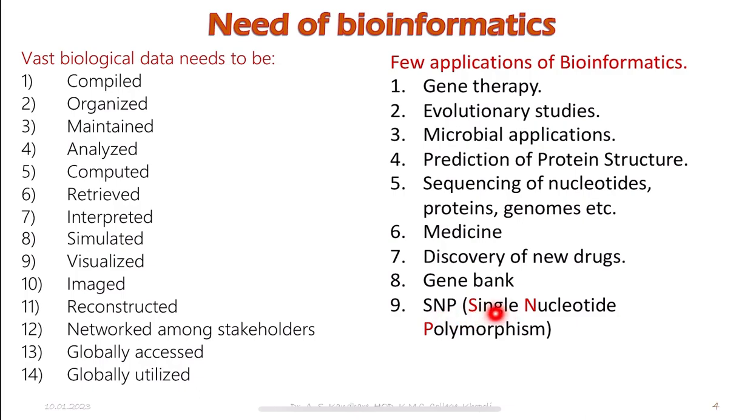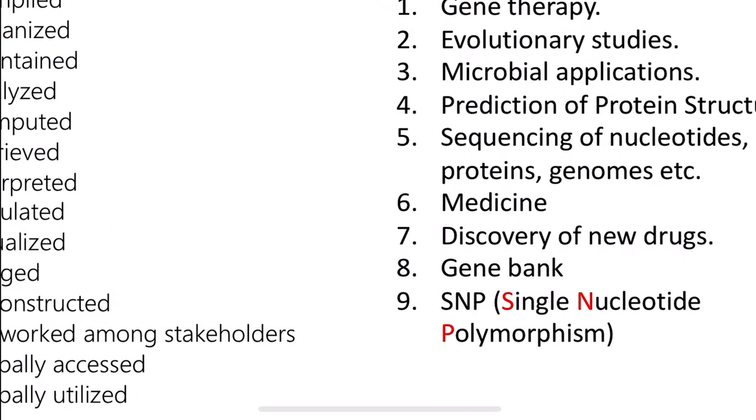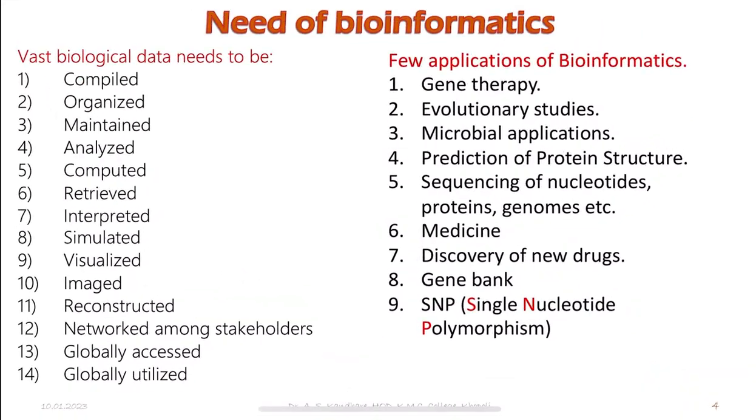SNPs, that is single nucleotide polymorphism. So this is also a very important study related to mutation, isn't it? So nucleotides can be altered, isn't it? Single nucleotides can be altered, and corrective measures can be applied with the help of bioinformatics for single nucleotide where mutation occurs.